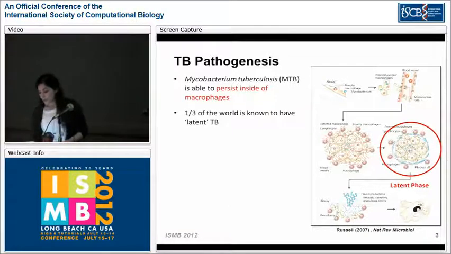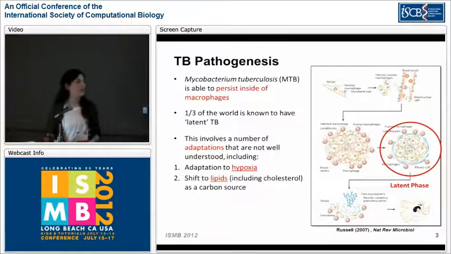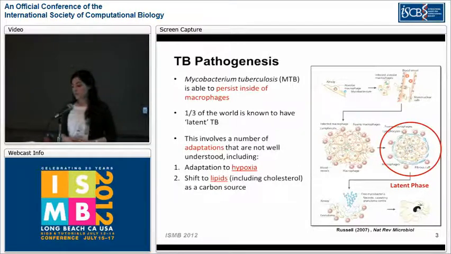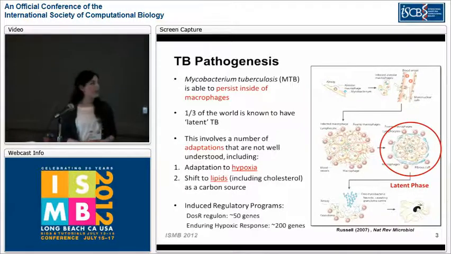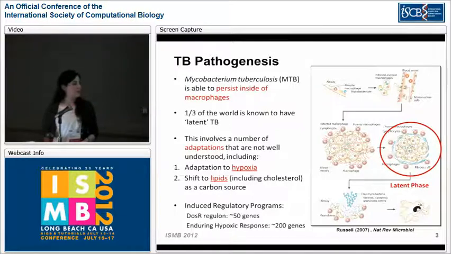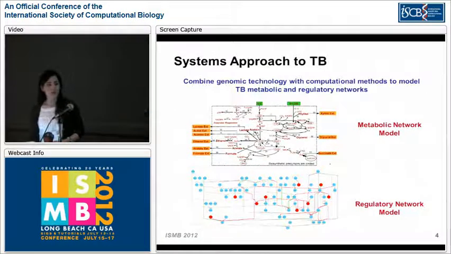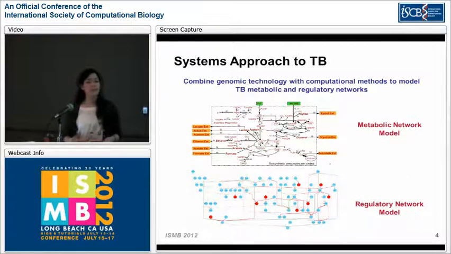It's not really completely understood. It's known that it involves some metabolic alterations, such as adaptations to hypoxia inside the granuloma and shifts to lipids, including cholesterol. And very little is known about the regulatory programs that drive these adaptations to hypoxic conditions. DosR is a major regulator known to induce a few hundred genes, but the full circuitry is not really well known. So this brings us to our systems approach to try to piece together the circuitry that underlies TB pathogenesis, and in particular its latency.